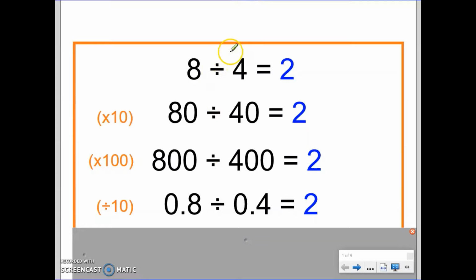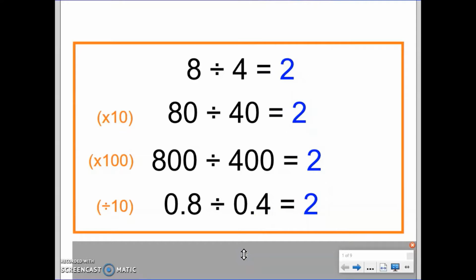It would also work if we took the original question and divided both parts of the question by 10. 8 divided by 10 is 0.8, 4 divided by 10 is 0.4. As long as we're doing the same to each part of the question, it is not going to affect the answer once we go ahead and carry out the division. How many 0.4s are in 0.8? That is still 2.